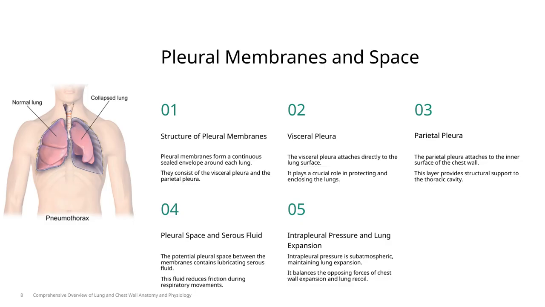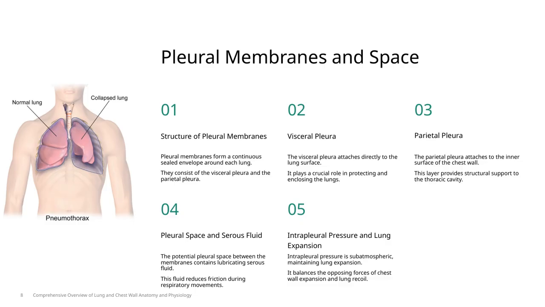Moving on to the pleural membranes themselves, the parietal pleura lines the inner surface of the chest wall. Think of it as the structural support for the thoracic cavity. It helps attach everything securely in place. The visceral pleura, on the other hand, covers the surface of the lungs directly. It plays a vital role in protecting and enclosing the lungs, facilitating their movement within the thoracic cavity.